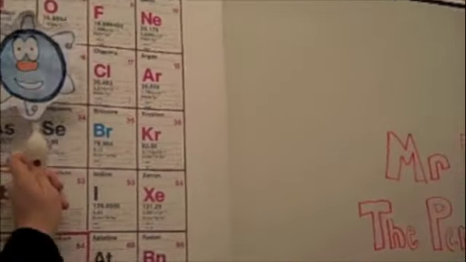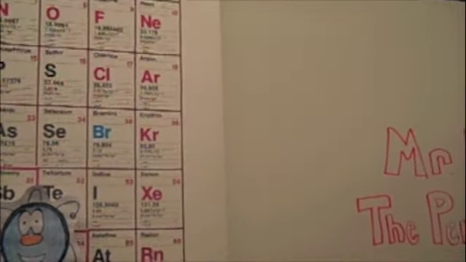The 17th period contains the halogens. This period is the only one that contains elements in all of the different states of matter at standard temperature and pressure. These elements are highly reactive, and many of them are used in medicine.